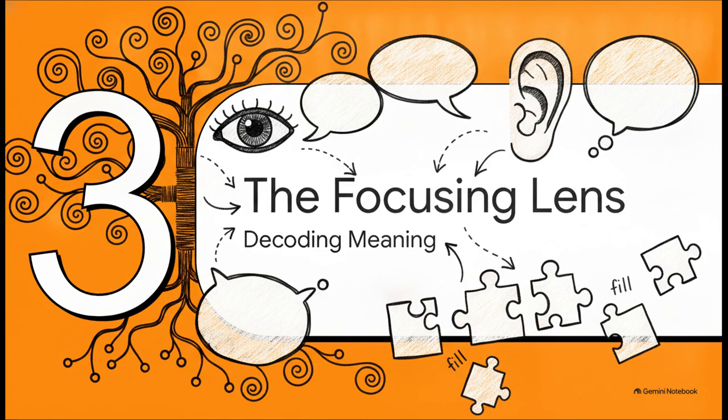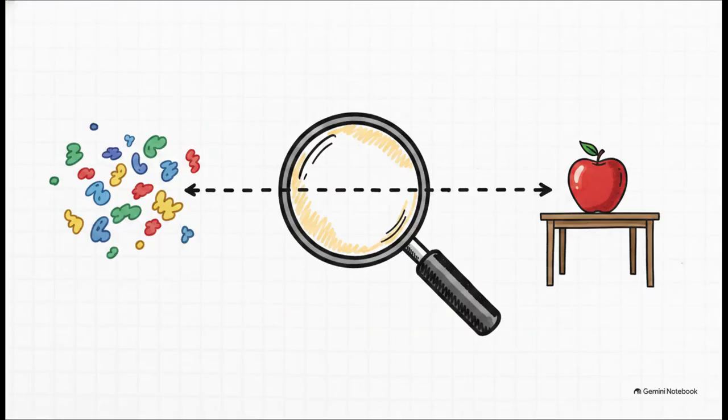Section 3, the focusing lens. Let's look at how we actually decode meaning in real time. So how exactly do we decode the semantic unity on the fly? Well, Halliday uses a brilliant analogy for this. He argues that lexicogrammar, the pure structure of words and syntax, only presents a blurred symbolic representation. It's cohesion that acts as a literal focusing lens.